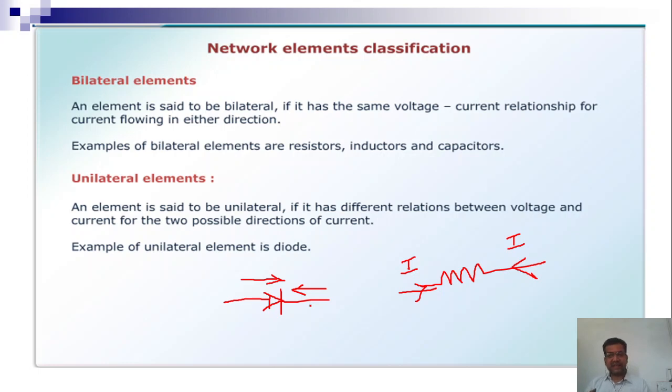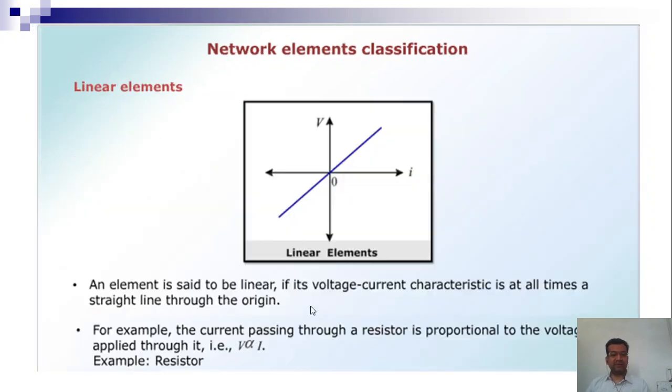So this classification is based on the current flowing through the element. If the current can flow in both directions, we call it a bilateral element, that is bidirectional current flow. A unilateral element is nothing but a unidirectional flow.